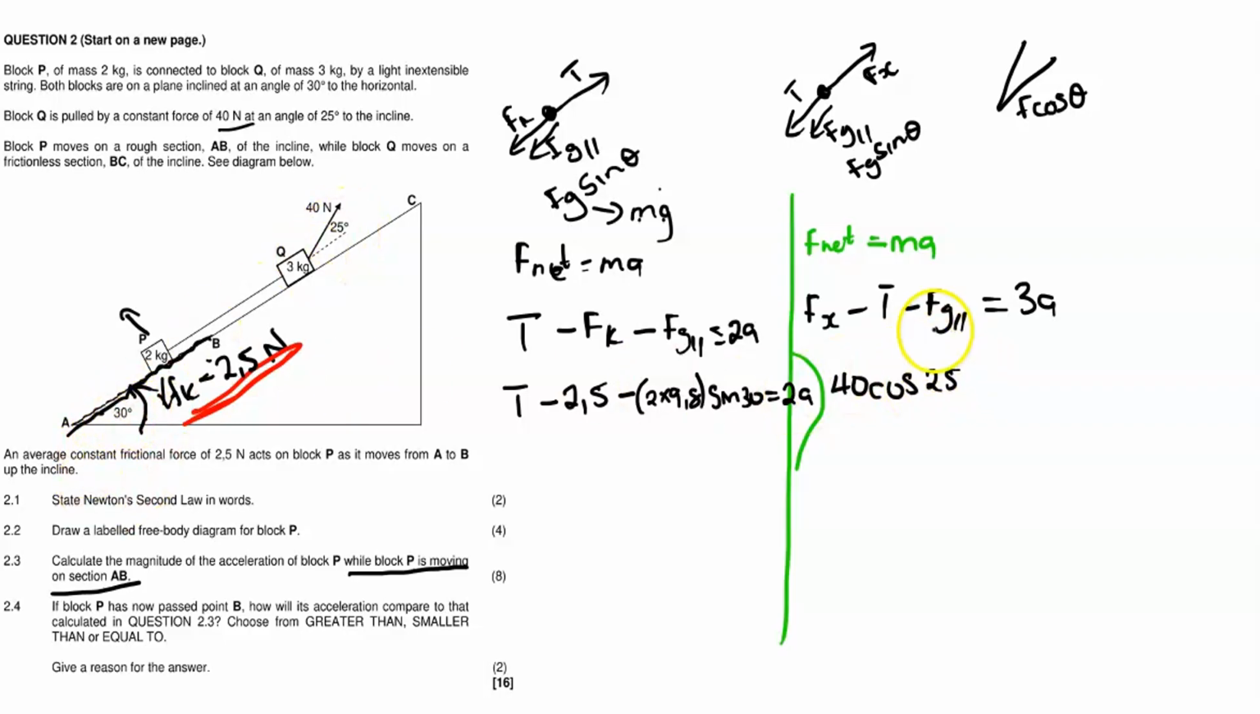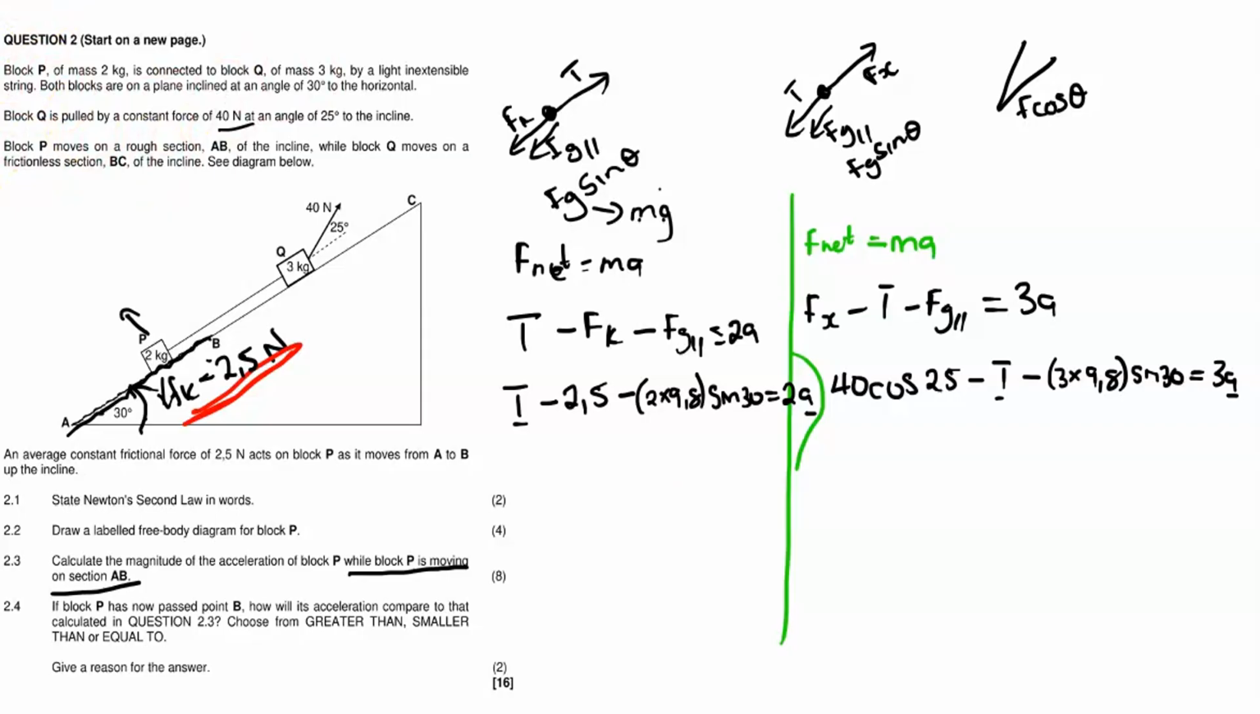This one we will only be using for Fg parallel. Minus T minus the Fg parallel is still mg sine 30, but now the m is 3. So we've got 3 times 9.8 sine 30 is equal to 3a. Remember, the a is the same since they are connected, and the T is the same since they are connected. So that's why we're able to use simultaneous equations.